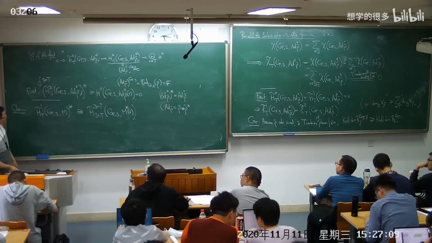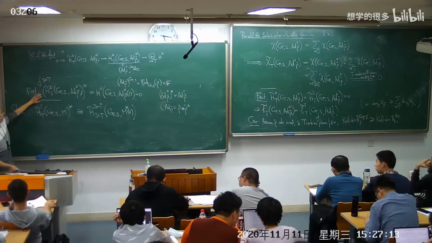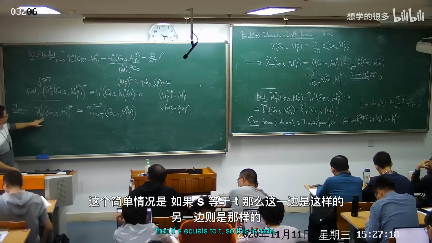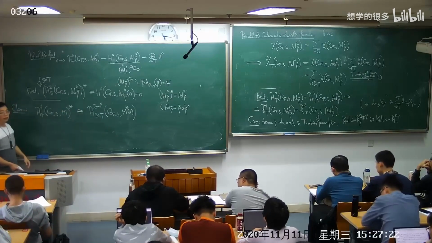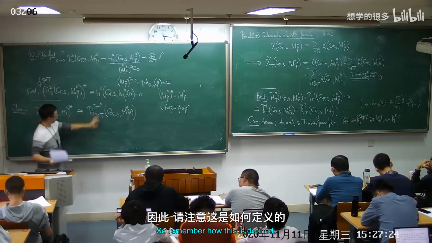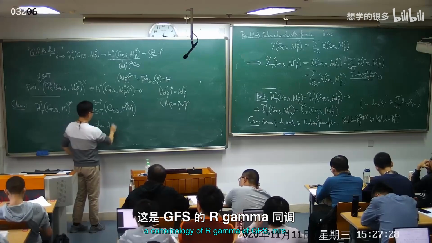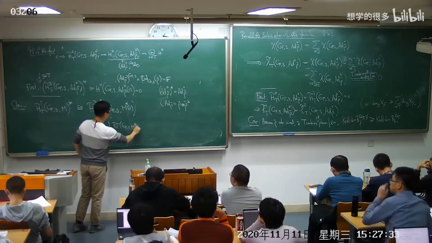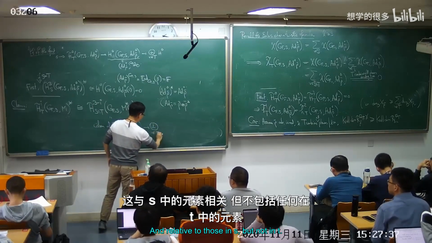Okay. So we're doing the trivial case here, that if S equals t, this side is just 1, and on the other side you have this. So remember how this is defined. This is a cohomology of R gamma of G F S M star 1 relative to those in S but not in T.